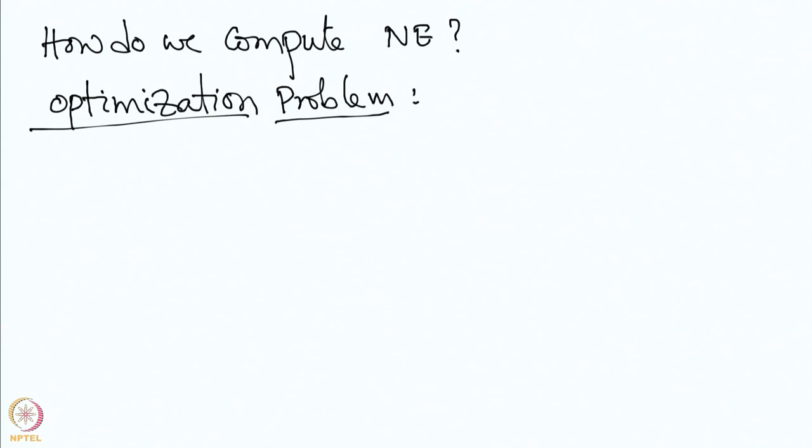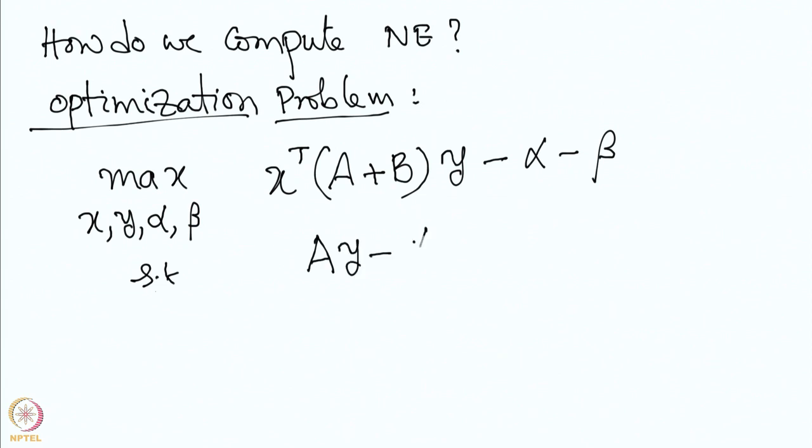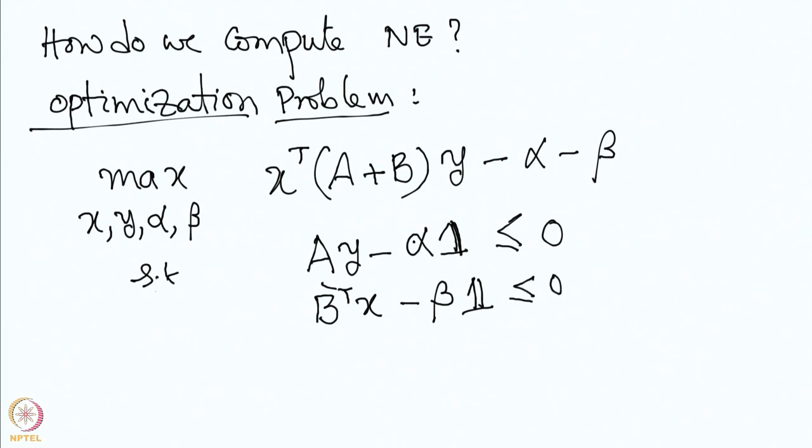Let me write it first. This is nothing but: maximize over x, y, alpha, beta the quantity x transpose A y plus x transpose B y minus alpha minus beta, subject to A y minus alpha times 1 less than or equal to 0. I will put a bold one, meaning it is a vector of 1s. Similarly, B transpose x minus beta times a vector of 1s is less than or equal to 0, and of course, x belongs to delta 1, y belongs to delta 2. Okay. So, this is a quadratic programming problem.